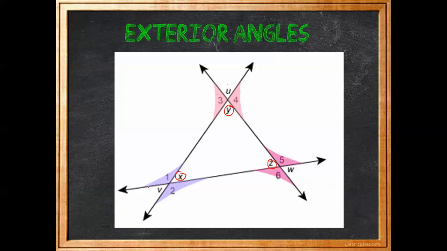U, W, and V are not exterior angles because they are vertical angles. They do not form a linear pair with the three interior angles. That's why I was saying earlier that it's important that you understand that they have to form a linear pair, meaning they have to add up to 180 to make a straight line.